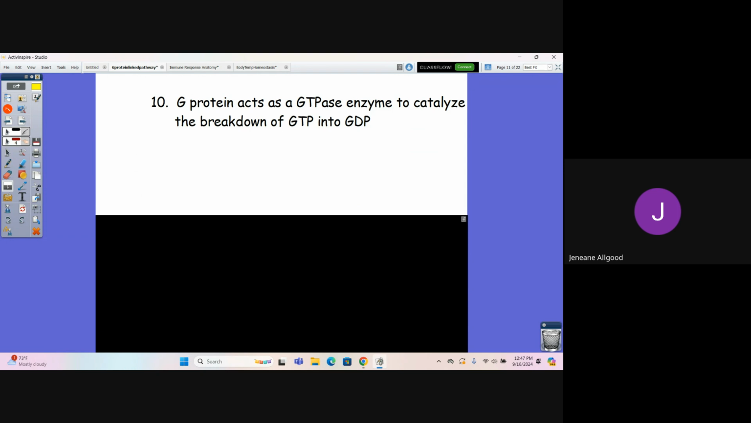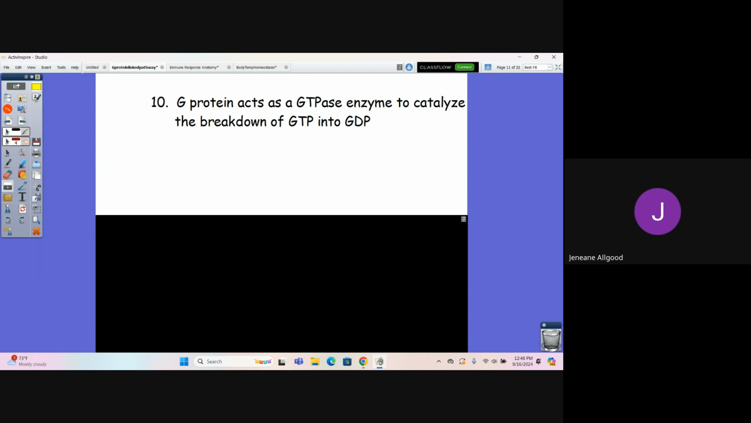Okay, so the G protein is going to act as a GTPase enzyme to catalyze the breakdown of GTP into GDP. Again, I know that sounds weird because you might say, couldn't we just take a phosphate group off of GTP and have it become GDP? I know, that would make a lot of sense. That's not what happens. The G protein acts as a GTPase enzyme and itself helps to break down GTP into GDP.